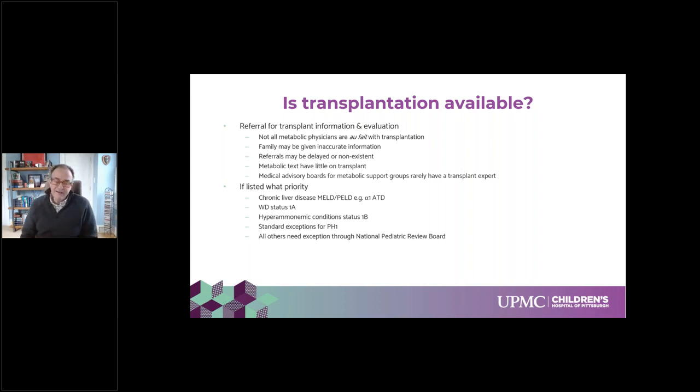Obviously, the patients with chronic liver disease get judged on the basis of all those patients with cirrhosis, based on a score called the MELD-PELD score. Wilson's disease that presents in a fulminant fashion also gets the very high status of 1A, and the hyperammonemic conditions also do. Because of the complexities of primary hyperoxaluria, there are standard exception scores that have been accepted, but all others we need to put into the National Review Board to get them some status on the liver transplant wait list.